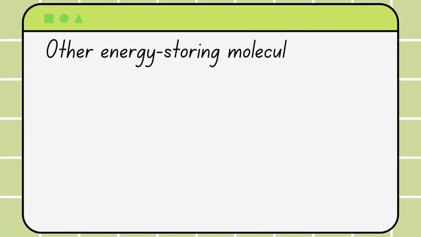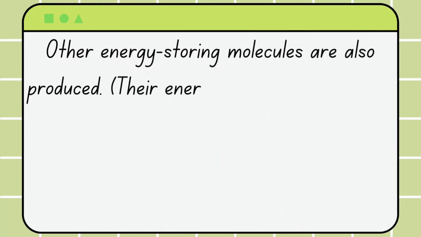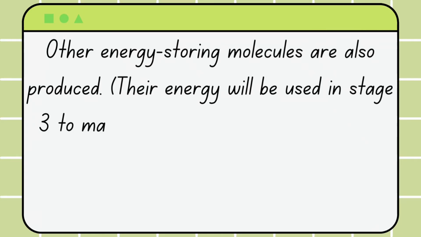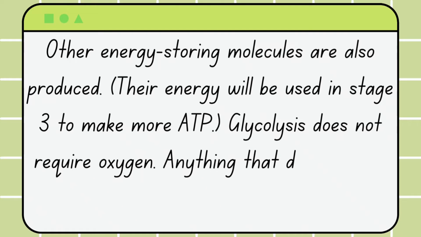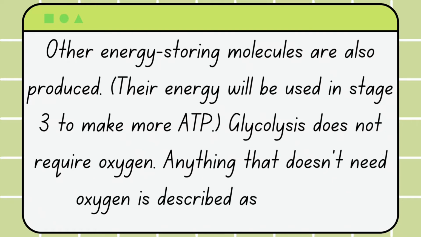Other energy storing molecules are also produced. Their energy will be used in stage 3 to make more ATP. Glycolysis does not require oxygen. Anything that doesn't need oxygen is described as anaerobic. And this is my explanation.